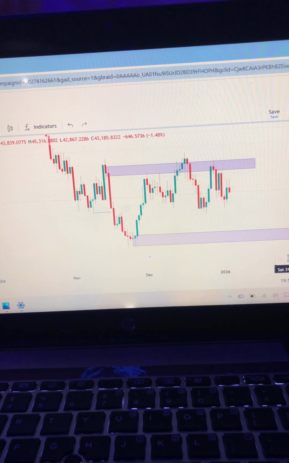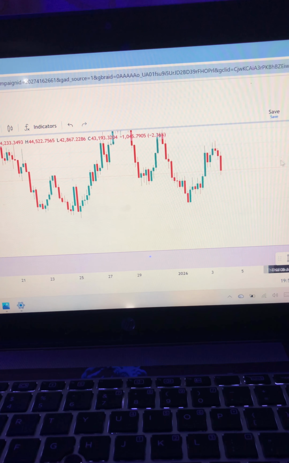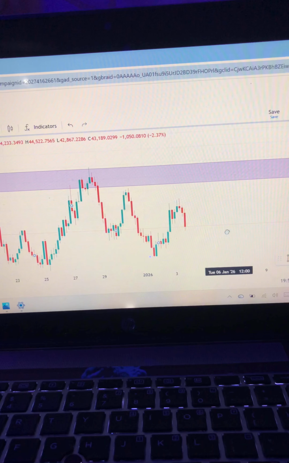On your daily time frame, always mark out your key level, and these are my key levels, and I have confirmed on the daily time frame that this market is bearish. Now let's go to the 4 hours time frame. What are we having on the 4 hours time frame? You agree with me that we've seen that this market is bearish.